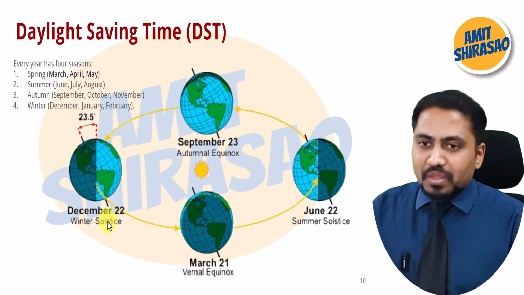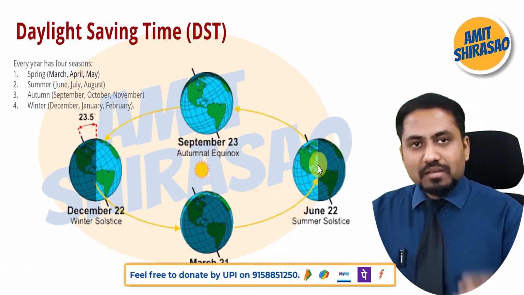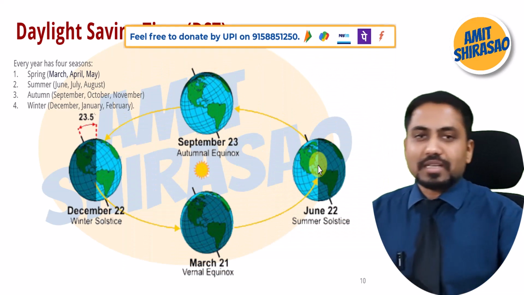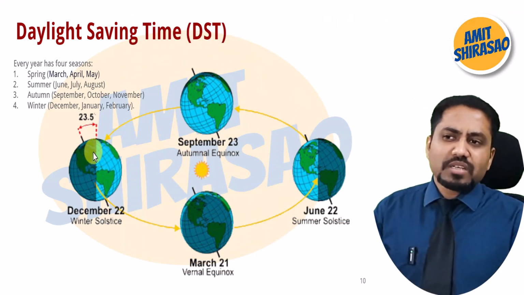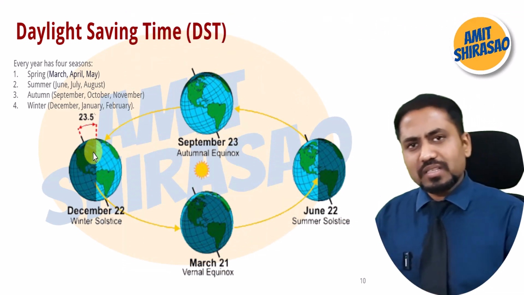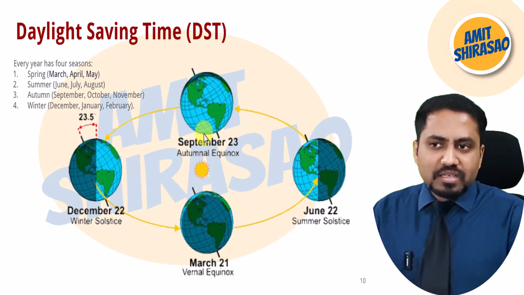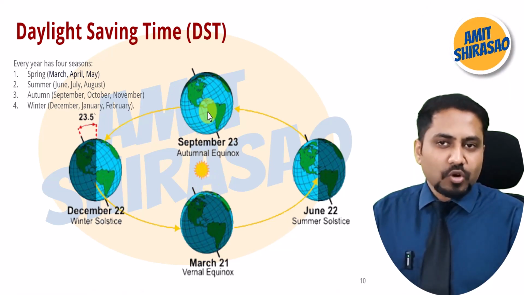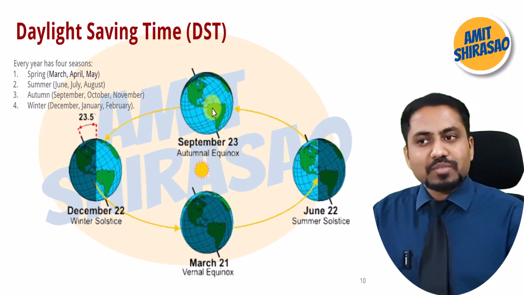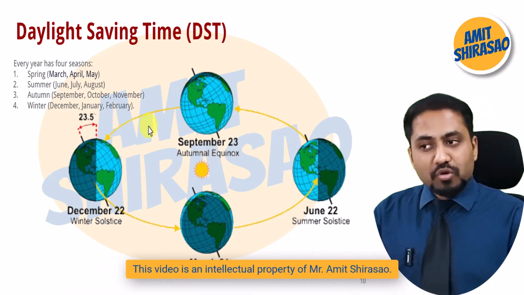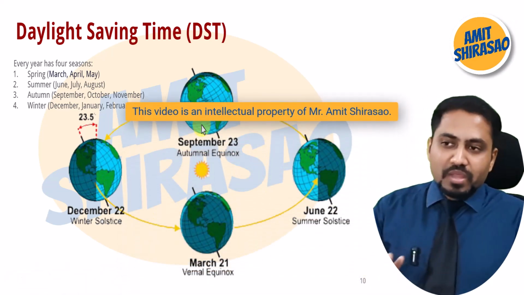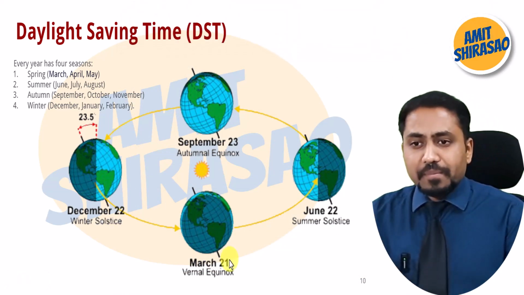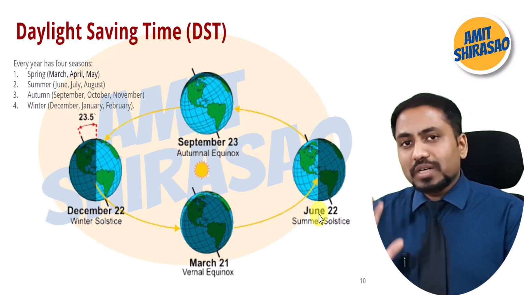Now let's build on that concept. When is summer? Summer is when our northern hemisphere is facing the sun the most. When the northern hemisphere is most away from the sun, that is called winter. And in between, when the day and the night are of the same duration, there are two such points. After summer, whatever comes is called autumn, or before winter, whatever comes is called autumn. After winter, whatever comes is called spring, and before summer, whatever comes is called spring.